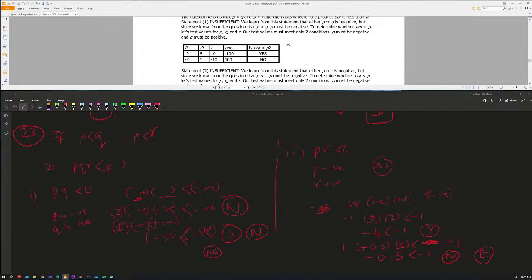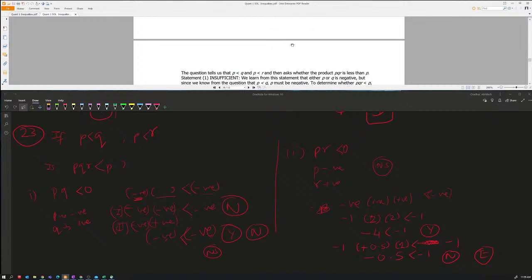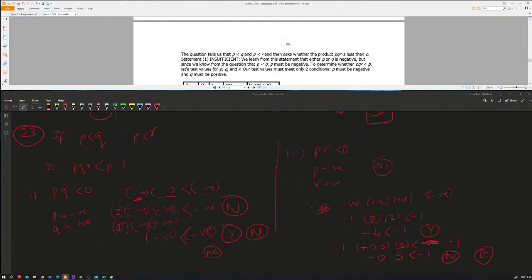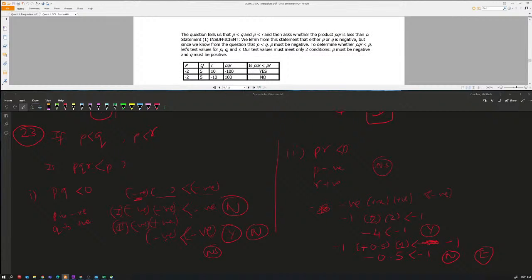So what does it say here? The question tells us that P is less than Q and P is less than R. And then it asks whether the product PQR is less than P. Statement 1, insufficient. We learn from the statement that either P or Q is negative. But since we know from the question that P is less than Q, P must be negative. That's the same thing that we did.